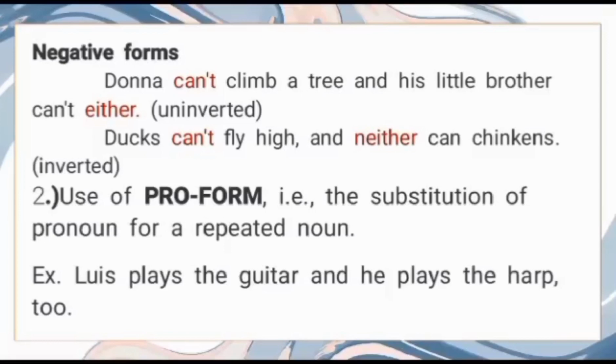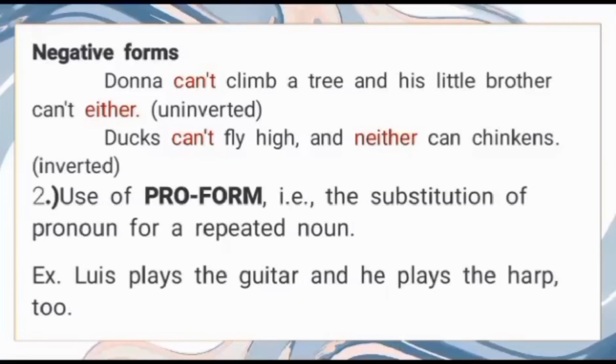So, proform is a word that depends on another part of the sentence or text for its meaning. So it is stated here: substitution of pronoun for a repeated noun. So we have here an example: "Luis plays the guitar and he plays the harp too." So the conjunctions "and" and "too" were used. So the noun Luis was replaced in the second sentence by the pronoun "he."